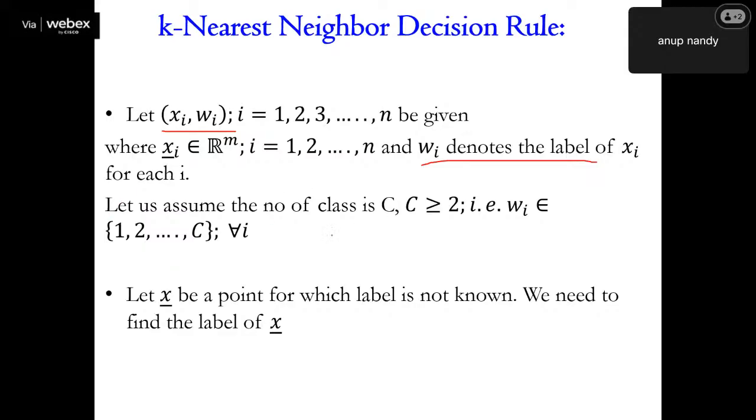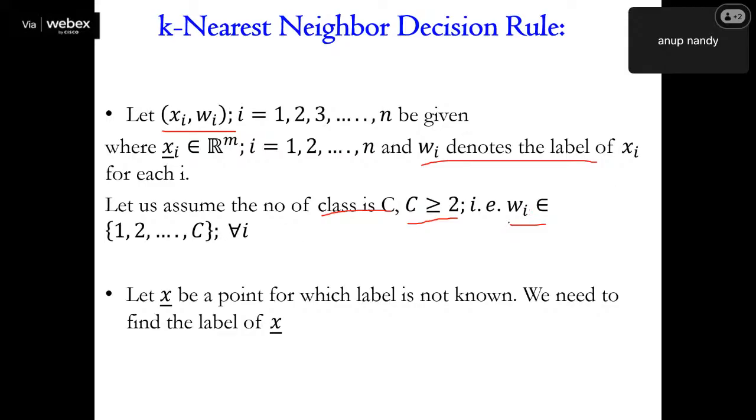Now let us assume that you are given c number of classes, where c is greater than or equal to 2. So at least you need two classes for classification. And wi is an element of 1, 2, up to c. It means w equal to 1 is the first class, so the observation is coming from w1. wi equal to 2 means the second class, so the xi observation is coming from w2, and wi equal to c means the xi observation is coming from wc. So that is the meaning of wi.